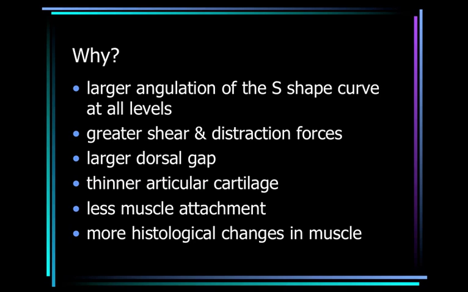There's a number of reasons that have come up in the research. One is that there is a larger angulation of the S-shaped curve at all levels at the time of impact in females compared to males. There are also greater shear and distraction forces because of this S-shaped curve. Females have a larger dorsal gap in the cartilage, and I'll explain that in a second, as well as thinner articular cartilage on the surface of the bone. There's less muscle attachment into the capsule, which may affect the ability to stabilize either during or restabilize after the accident. And studies have also shown some more significant histological changes in muscle in females as compared to males.